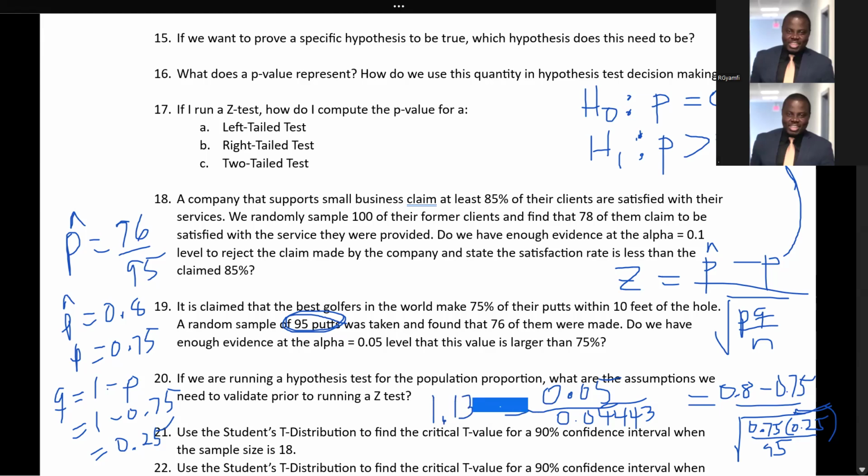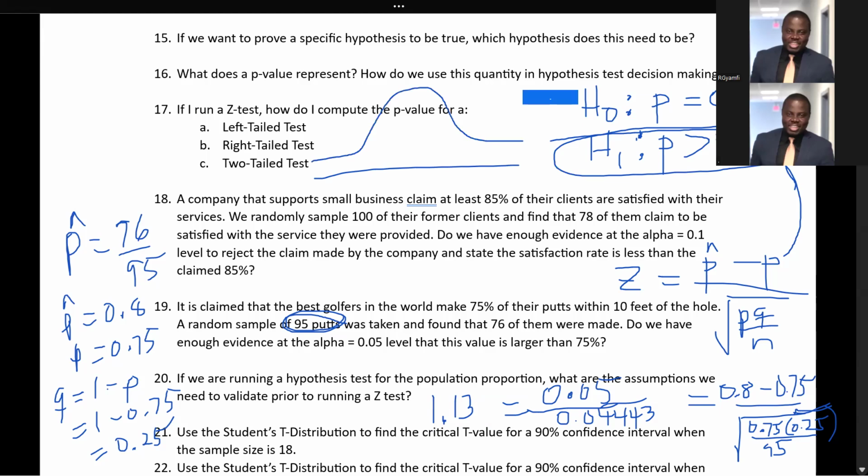Now, the next thing to do is to find your p-value. So you go to your Z chart, and then you're going to find your p-value. But remember, we are running this test. Look at the alternate hypothesis. We are saying that P is greater than 0.75, which is a right-tailed test, which means that you're going to do some subtractions. You're going to subtract from 1 when you go to the left. So 1.13, if I go to my Z chart, so let me get that going.